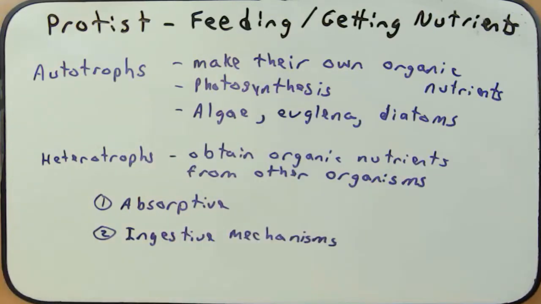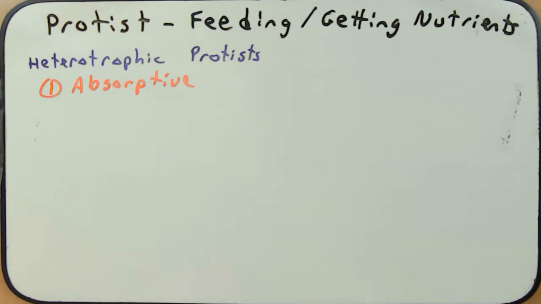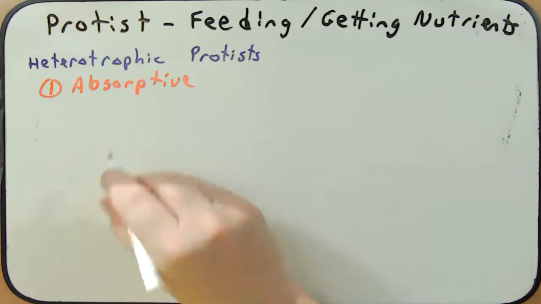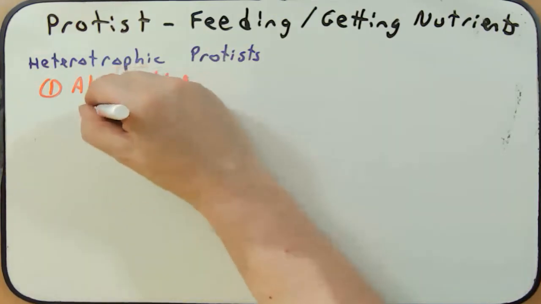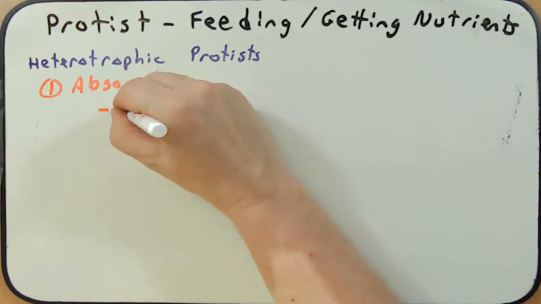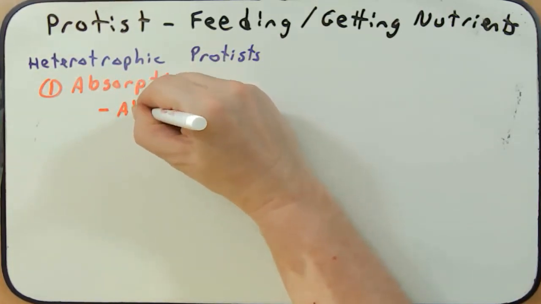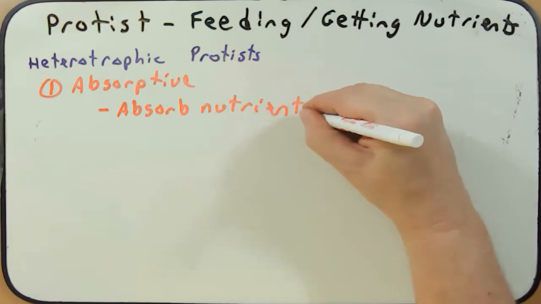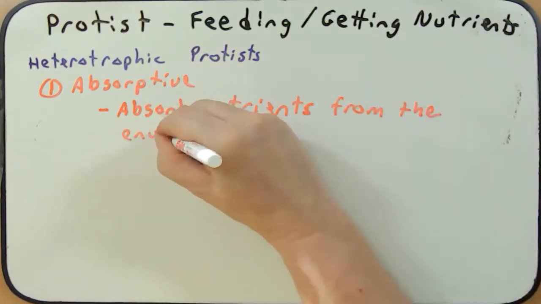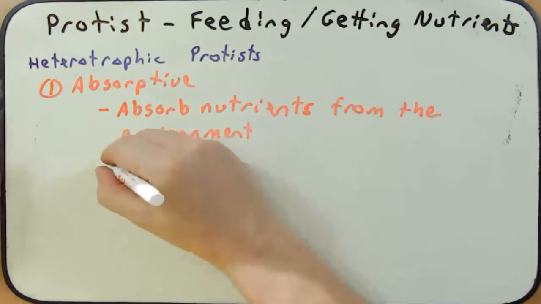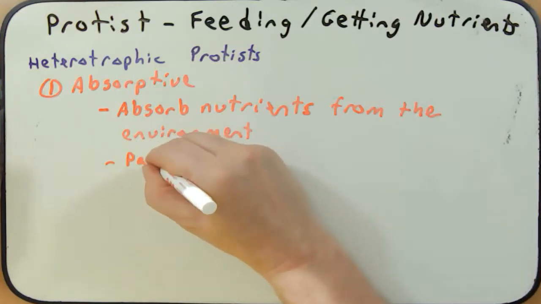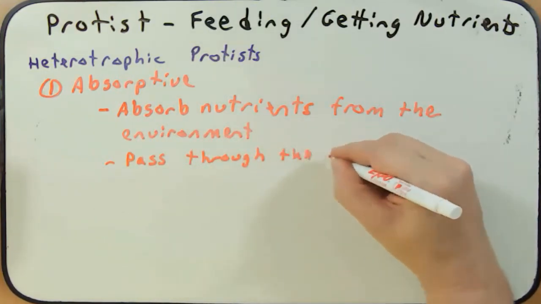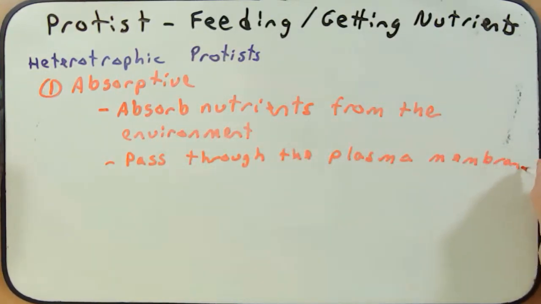Let's first talk about absorptive mechanisms. As I said before, many protists will obtain their nutrients through an absorptive mechanism. And this really just means that they absorb nutrients from the environment. These nutrients will pass through the plasma membrane and pass on into the cell to provide the nutrition that the cells need to survive.